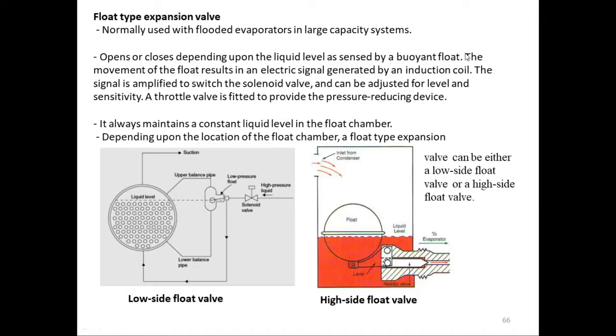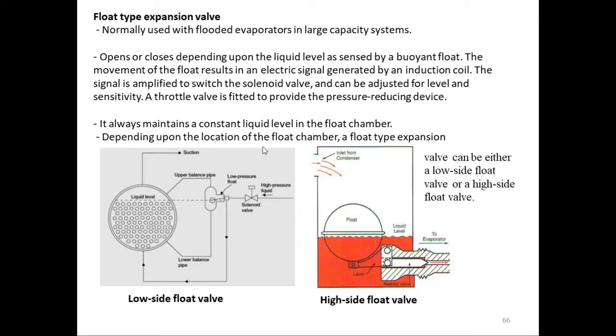It opens or closes depending upon the liquid level as sensed by a buoyant float. It has a float like this one here, which will open or close the inlet depending on the fluid level inside the tank. The movement of the float results in an electric signal generated by an induction coil. The signal is amplified to switch the solenoid valve and can be adjusted for level and sensitivity. A throttle valve is fitted to provide the pressure reducing device. So it's basically functioning on a float valve, and it is maintaining the liquid level inside the tank or inside the drum. It always maintains a constant liquid level in the float chamber.